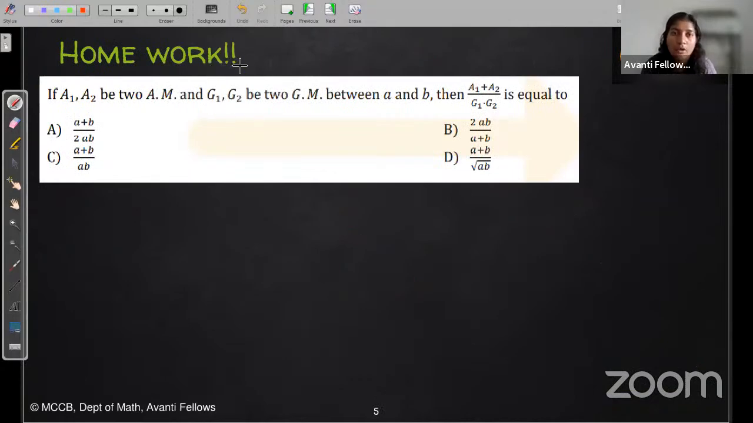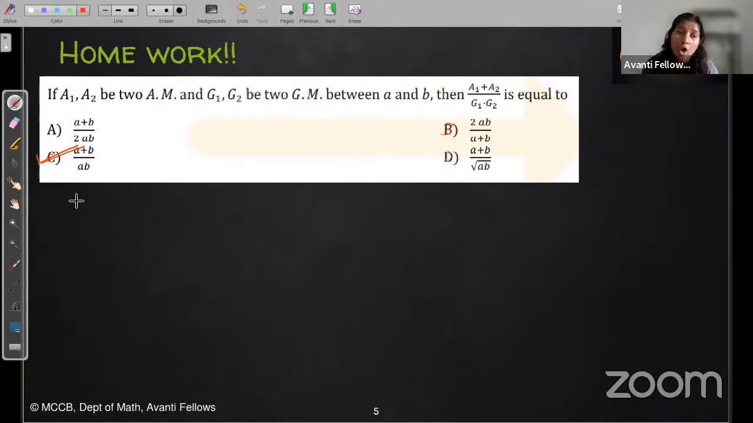Next is the homework question. This question I had given for homework in the last class, right? How many of you have done it? I got the answer in the last class from Jenny. So has anybody else done this? Well, if you have done this, the answer of this question is option C, okay? How did we get option C? Let's see it. If you have done it, then cross-verify your answer. The correct answer will be option C, that is (A plus B) by AB, okay?